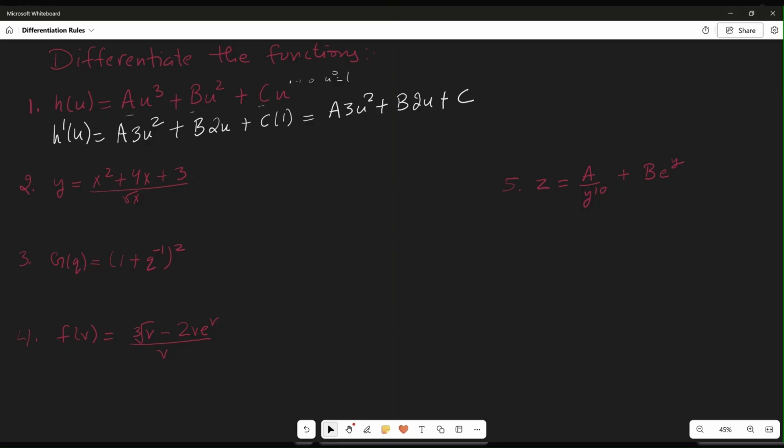Now let's look at this very next problem. This function y is equal to x squared plus 4x plus 3 divided by square root of x. Let's simplify this first. I'm pretty sure you can already see there's another way of writing this, if we simply simplify the expression before doing anything. The other way of writing square root of x is x to the 1 over 2.